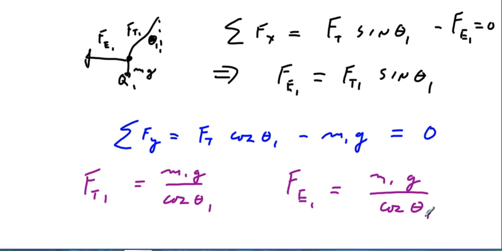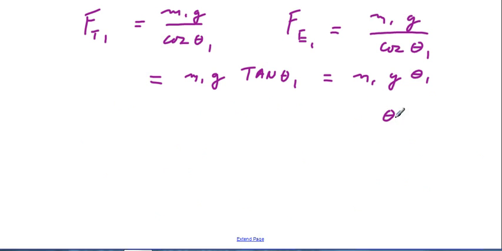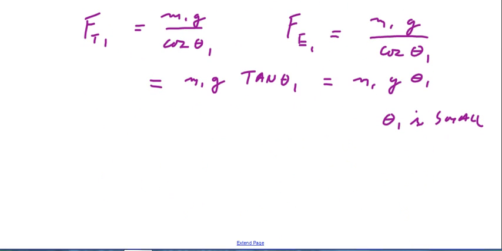And from that we're going to get that m1g tangent theta 1 is equal to m1g theta 1 when theta 1 is small. And theta 1 is small. Okay. So that seems to be okay. Now we're going to do the same thing on the other side.